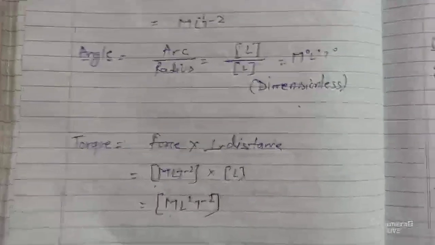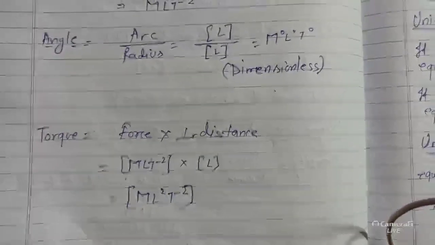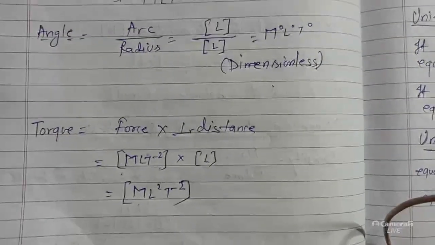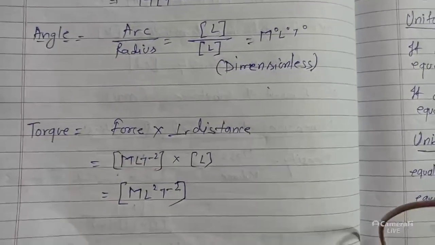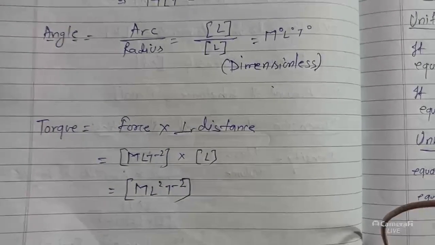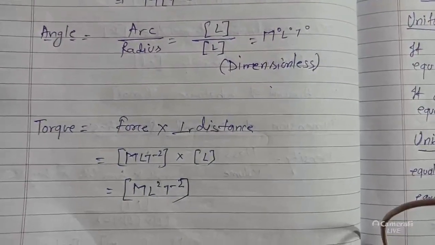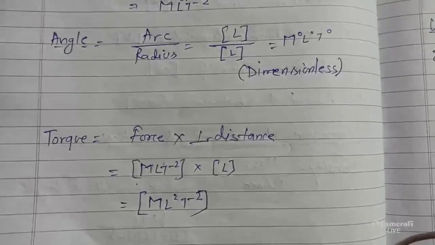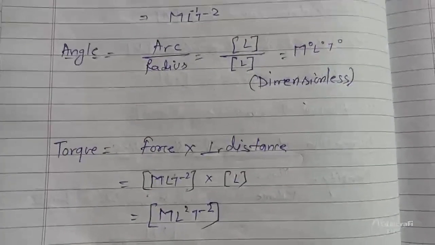Now one more topic for today: angle. What is the formula for angle? The formula for angle is arc by radius, and both of these are distance. Arc is a distance, radius is also a distance. So at both places we can write capital L, and it will cancel. So there will be nothing as a resultant in the dimension. So it will be M^0 L^0 T^0. It is known as a dimensionless quantity. You may get a question in the exam: write two physical quantities which are dimensionless. One is angle, the other is relative density. There are many like this.